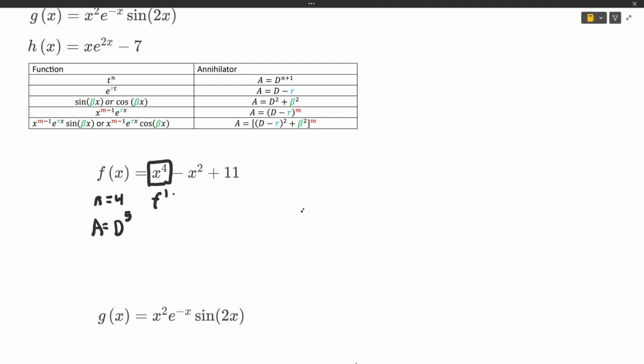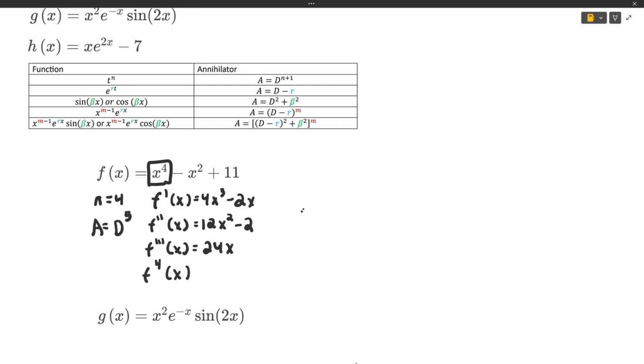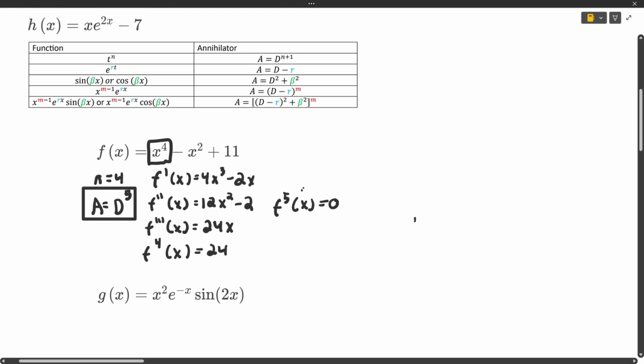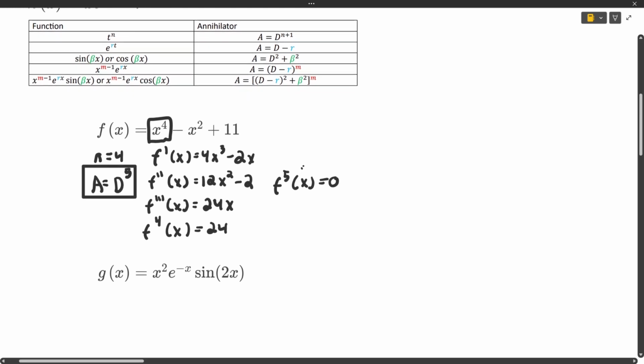We have f prime of x equals 4x cubed minus 2x. We have f double prime of x equals 12x squared minus 2. The third derivative is 24x. The fourth derivative is 24. And last but not least, the fifth derivative is 0. So we have confirmed that our annihilator for this function is d to the fifth. That was a very easy one. Now we're going to get to something a little bit more complex.